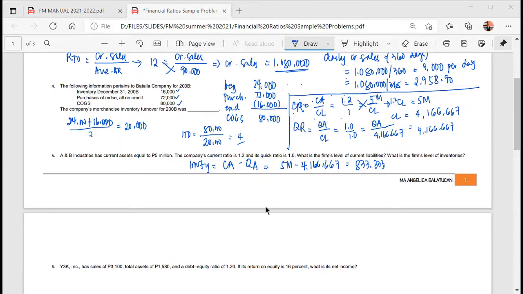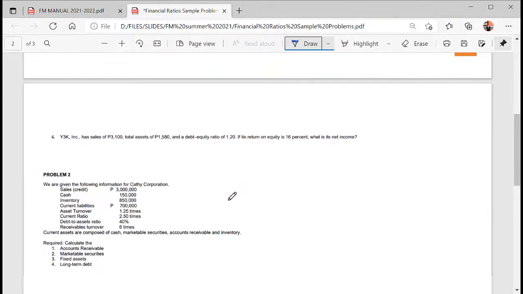Next question. So the next question is for Y3K, that's actually question number 15. I answered a question from the debt and equity. Do you have answers for this one? Okay, you try to solve this first. How much would be the net income? So ROE is given, debt to equity is also given, total assets and sales. So what is our net income?